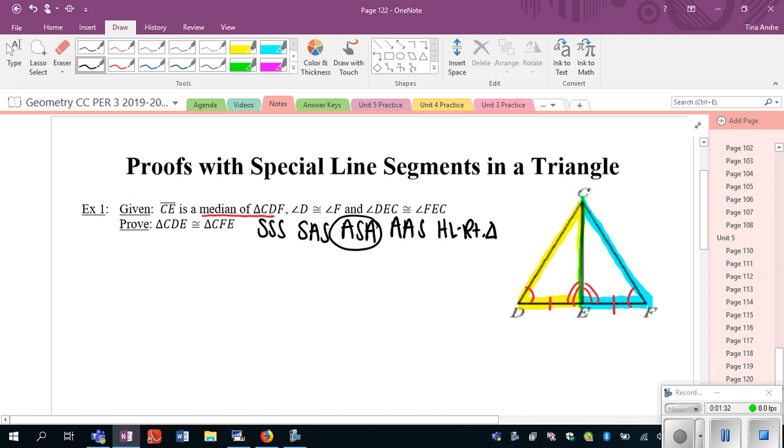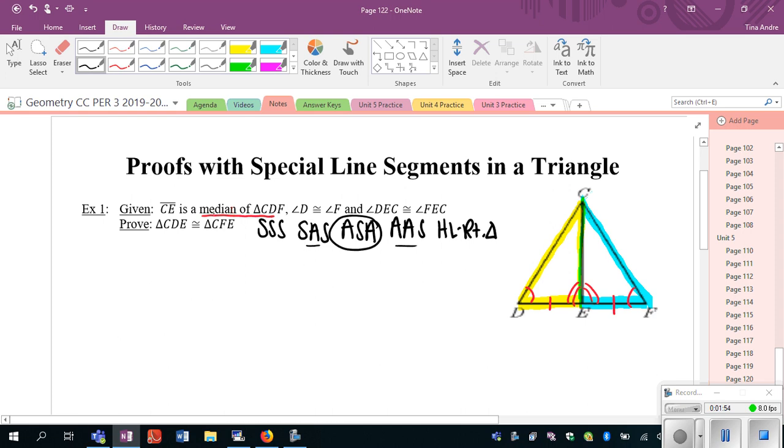But I also think if I were to mark the reflexive property, which you might be thinking, could you mark it? And absolutely you could. Then you could do side, angle, side. So this could be a possibility. You could do angle, angle, side as a possibility. So there's lots of options here. But for the sake of the givens that are here, I'm going to go ahead and use angle, side, angle.